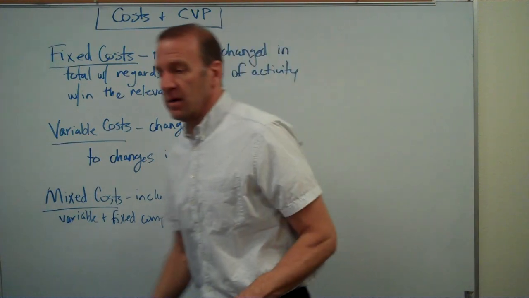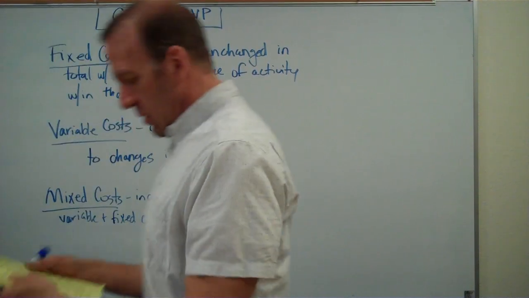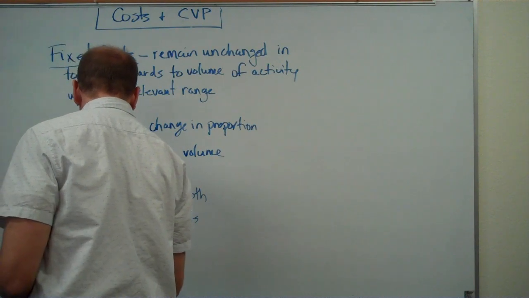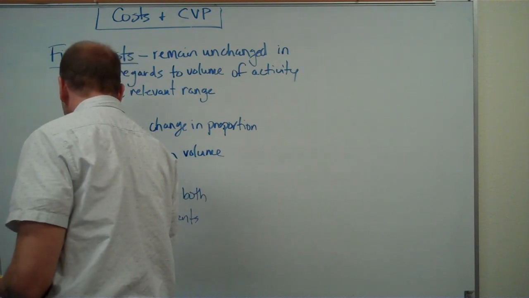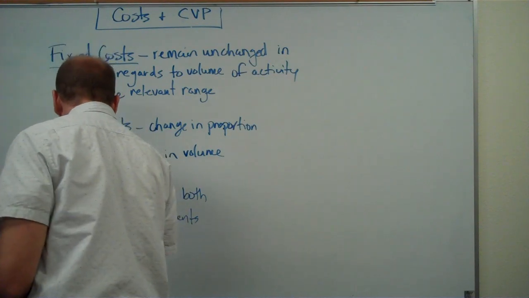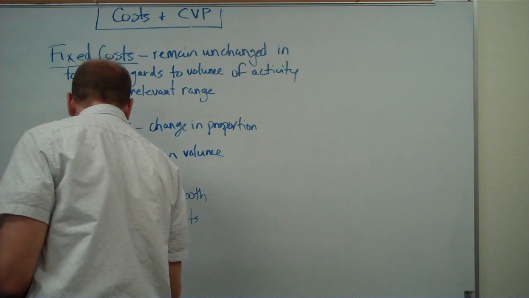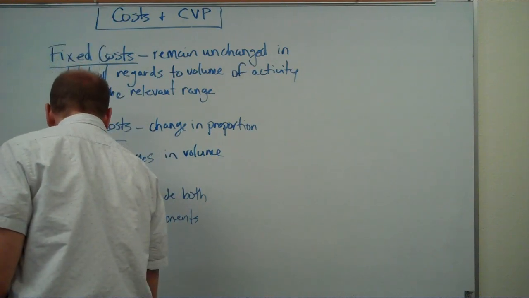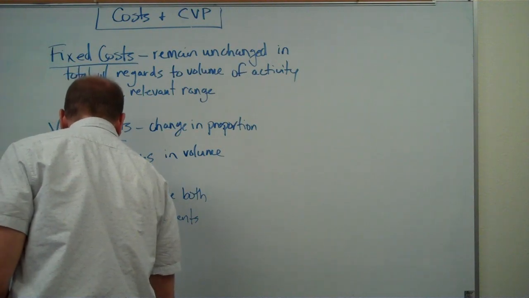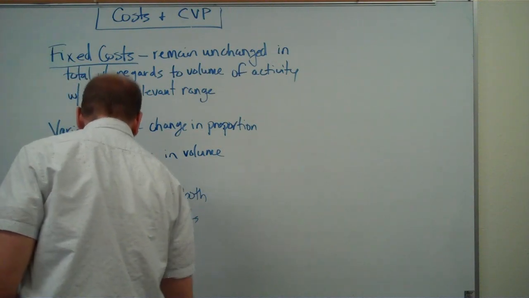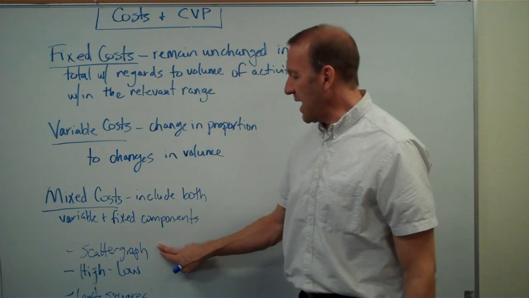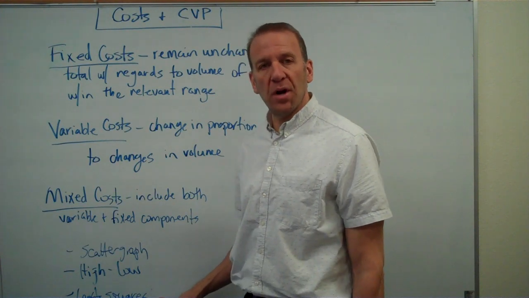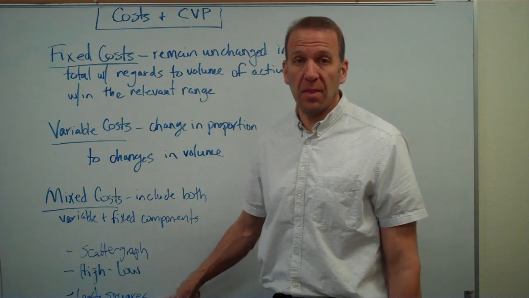We've got the scatter graph or scatter plot method. We've got the high-low method. And then we've got what we call the least squares. Sorry, my handwriting's not very good down there. It's the scatter graph or scatter plot method, the high-low method, or the least squares, or sometimes we call this the regression analysis method. Okay?